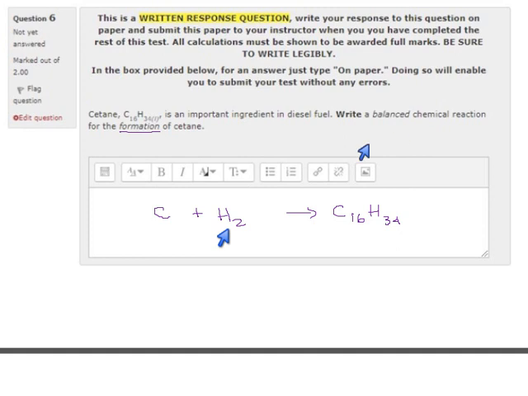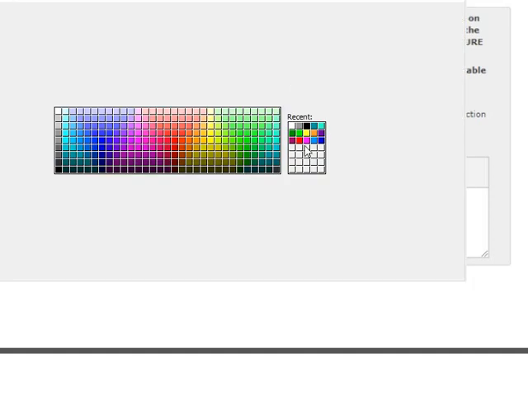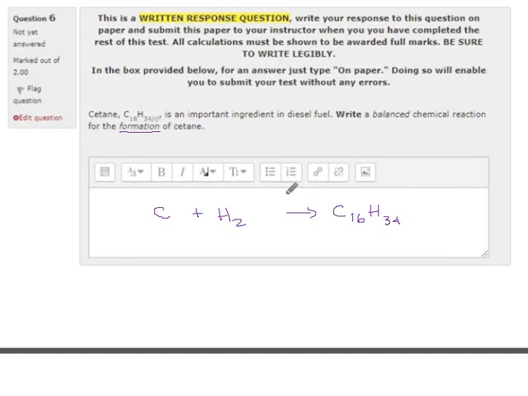If this is supposed to be a balanced reaction, well, it's certainly not right now. We have one carbon turning into 16 carbons. That's not supposed to happen. So let's get that fixed. Here there are 16 carbons, so here there must be 16 carbons. Easily done. Here there are 34 hydrogen, so here there must be 34 hydrogen. 17 times 2 would make 34. And that's it. That's a balanced chemical reaction.